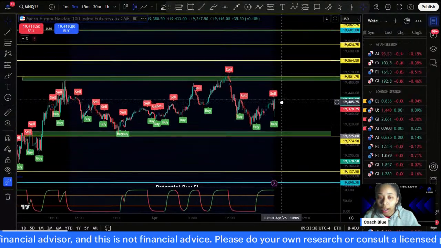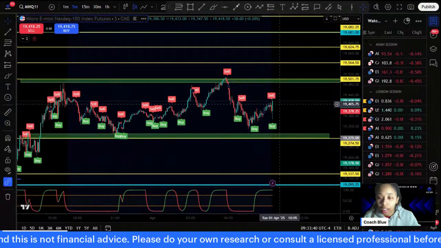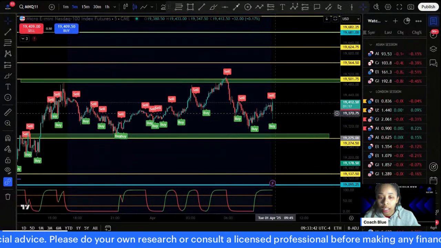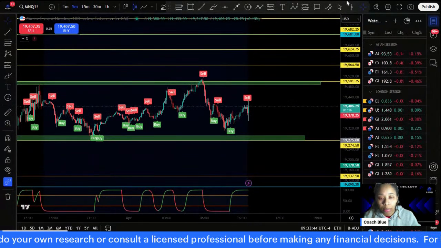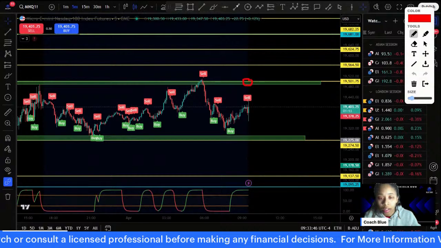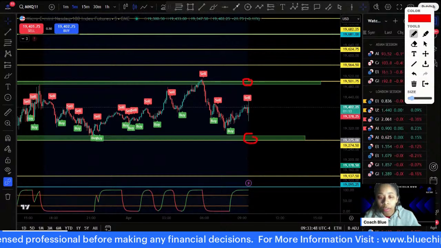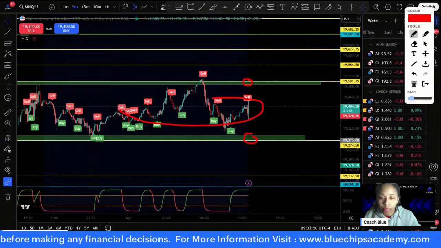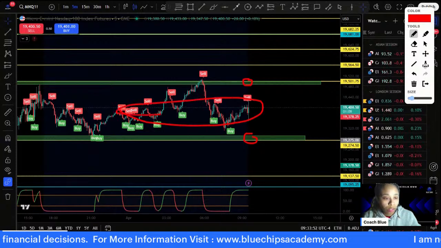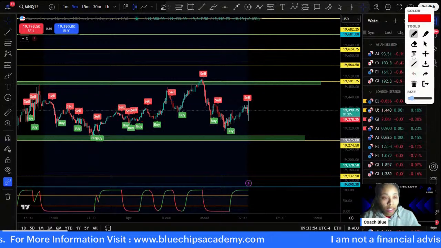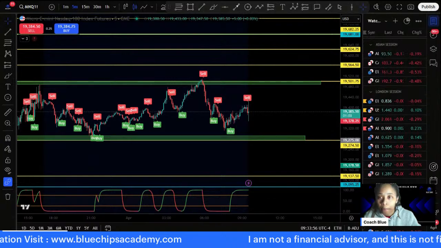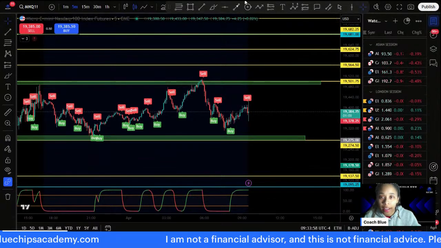What I would like to see is price give us a BPC either here or here. Anything in between the channel is risky. So let's go to the higher time frame and see what we have going.